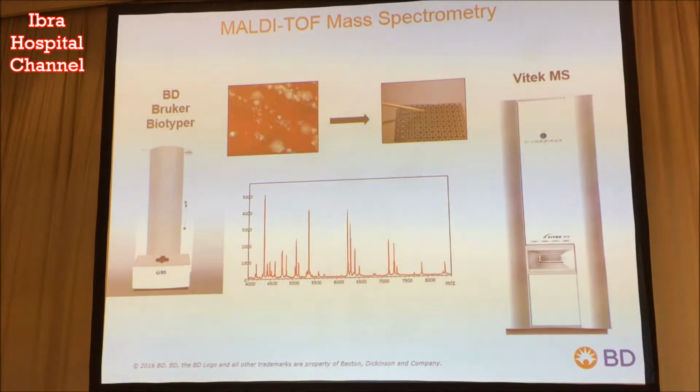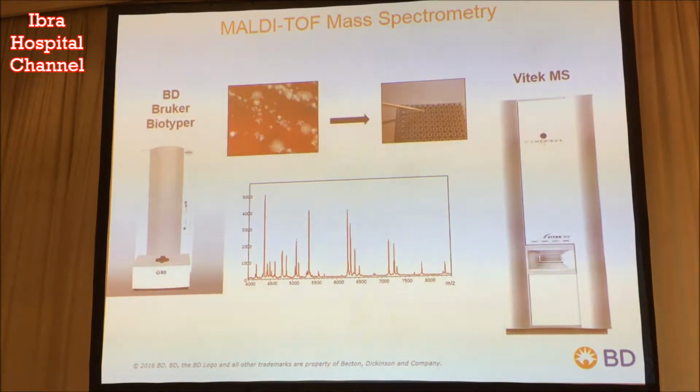The faster part is you can pick a colony, you put it on a target plate, you lyse the colony with formic acid, put a matrix on the sample, and within a minute you have the organism identified. That's about as simple a technology as you can imagine, and it certainly is very fast.